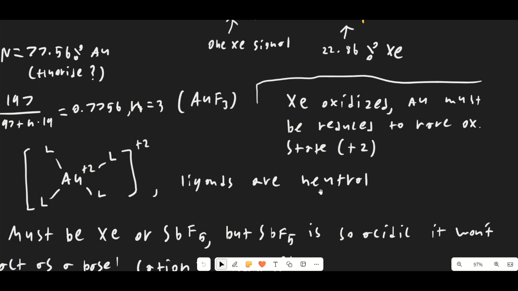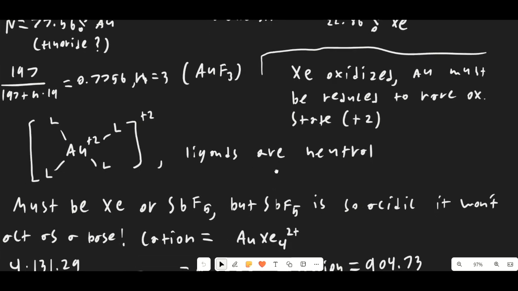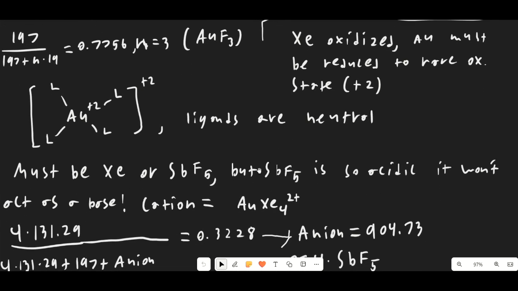And this is actually a really useful piece of information, because knowing that all these ligands are neutral, we only have a few neutral species in our reactants. In fact, the only ones that can really work here would be xenon or antimony pentafluoride, because if we had HF bonding on there, then we would just see that the fluoride would probably give up that hydrogen atom, give up that proton, and so that would just not be a good product. And for the same reason, basically, antimony pentafluoride is so acidic that it probably won't be a very good base.